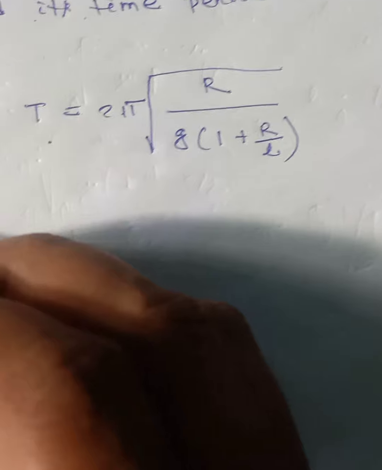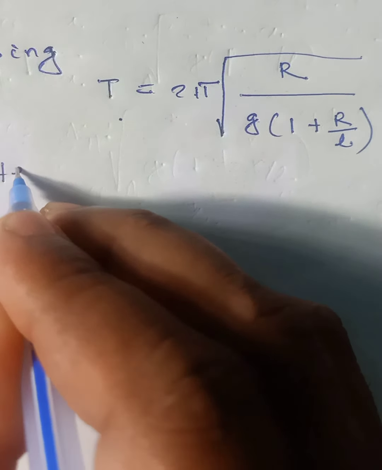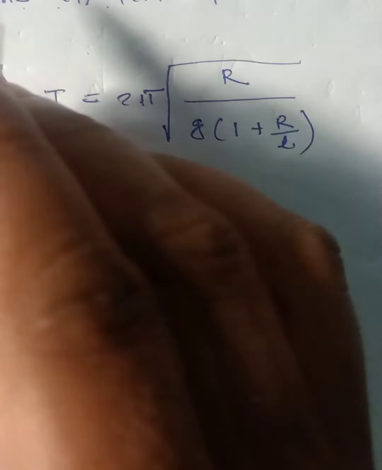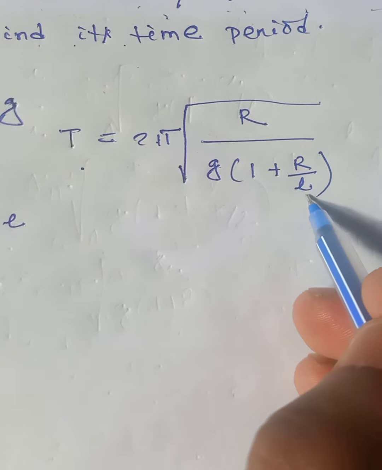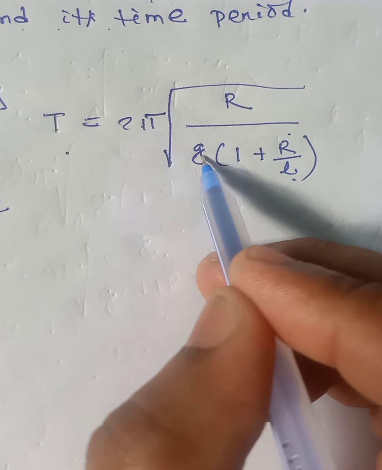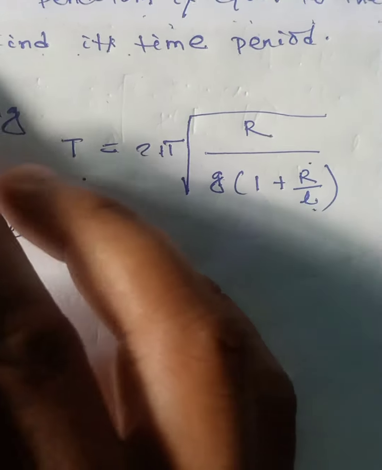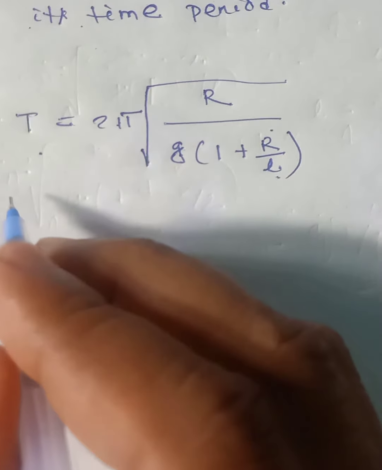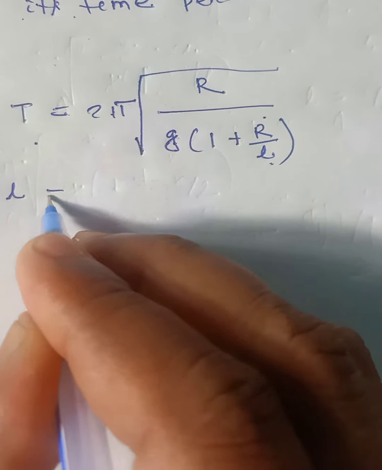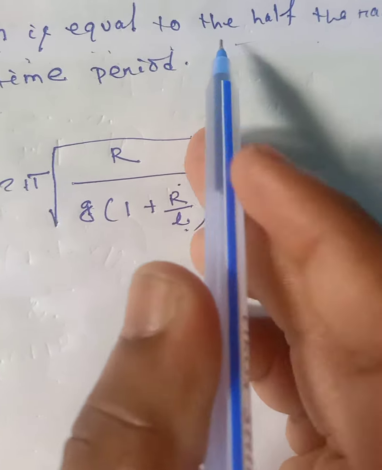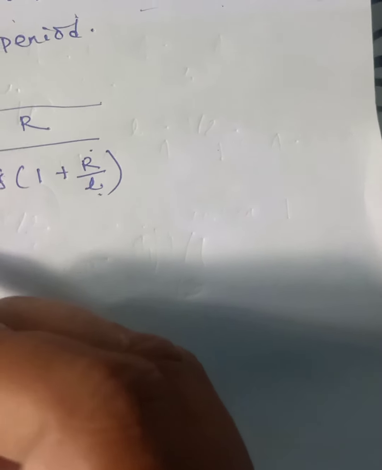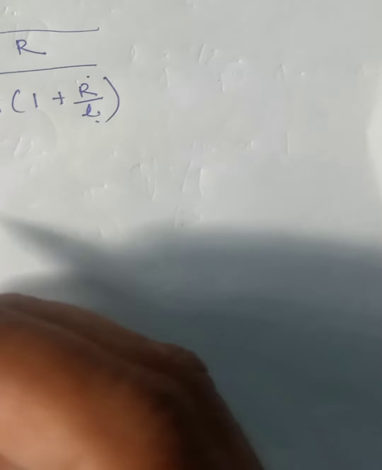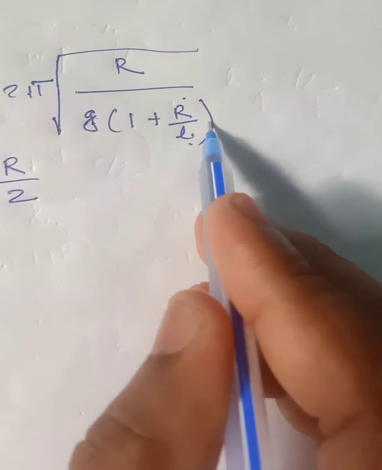But here, L is the length of the pendulum, R is the radius, G is equal to acceleration due to gravity. But here, the length of the pendulum is equal to half of the radius, that means R by 2. Now substitute the value of L.